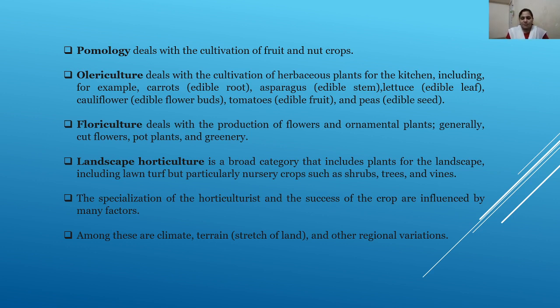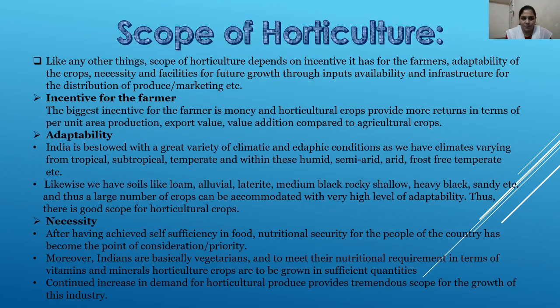The next term is the landscape horticulture. Landscape horticulture is a broad category that includes the plants for the landscaping, including the lawn turfs, but particularly the nursery crops such as the shrubs, trees, and the vines. The specialization of the horticulturist and the success of the crop are influenced by many factors. Among these, the climatic factors, the stretch of the land, and other regional variations play a very important role for the successful cultivation of the horticultural crops.